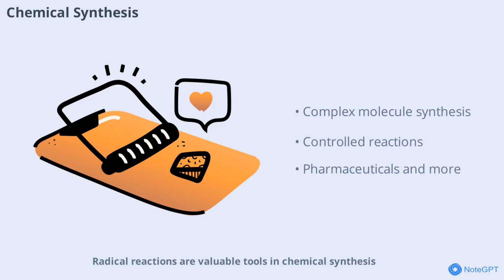Radical reactions are valuable tools in chemical synthesis. They enable the creation of complex molecules that might be difficult to produce using other methods. By carefully controlling reaction conditions, chemists can use radicals to build pharmaceuticals, agrochemicals, and specialty chemicals.